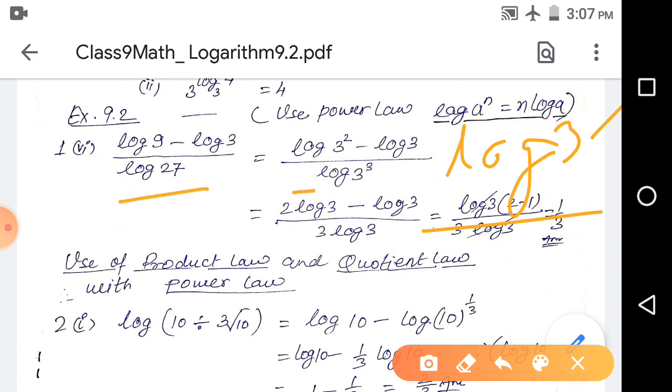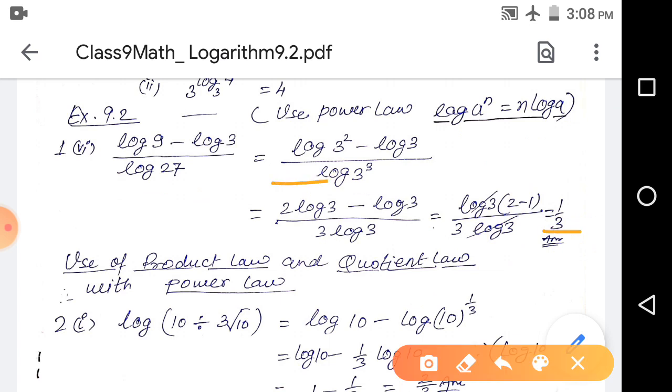This log 27 can be written as log 3 to the power 3. By using the power law, this 3 can be taken in front. So this one becomes 3 log 3. The log 3 cancels, so 1 by 3 becomes the answer. See, 1 by 3 is the answer.